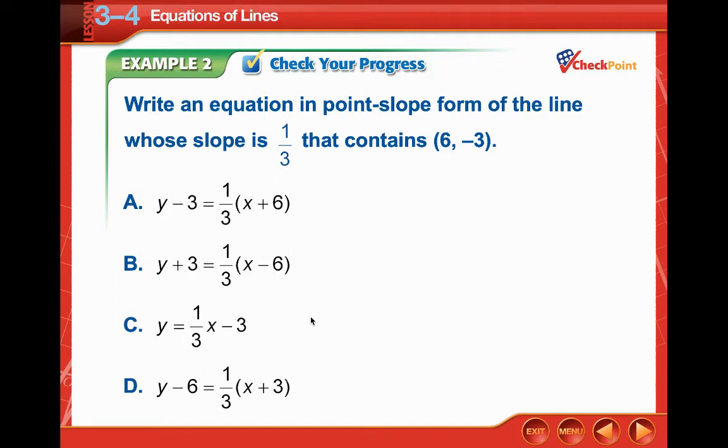All right, hopefully you're able to solve this one. Here it is, y plus 3. So remember, it is y minus y1. You're like, but Mr. Selby, that's got a plus. This is -3. So y minus -3 is the same thing as y plus 3. Okay, so that's why B is the correct answer.